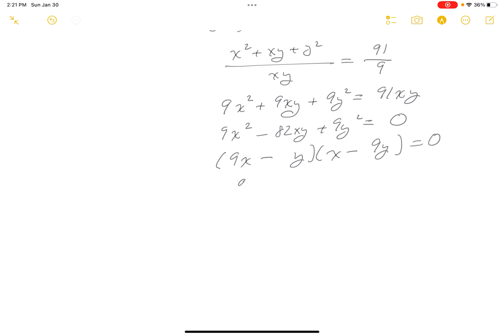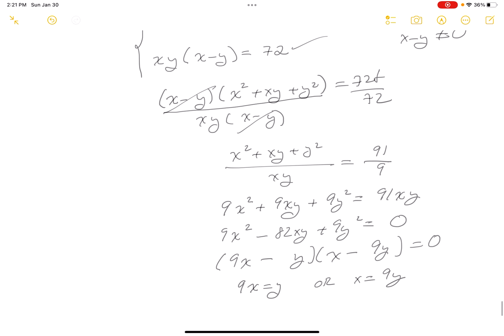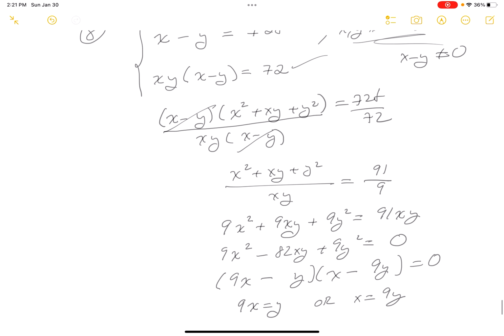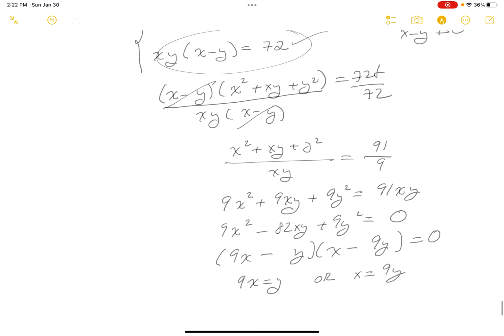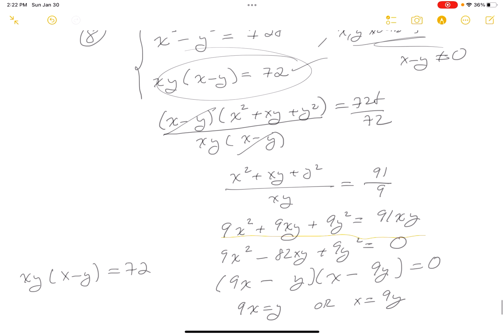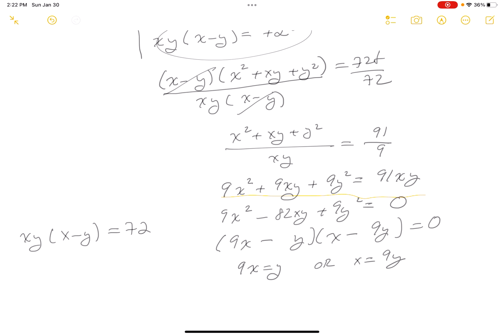What does it say? 9x equals y, or x equals 9y. So then the question comes is, well, how could I do that? And I've got to rely upon my past knowledge. My past knowledge is, well, the simplest of those two equations would be this one here. So I'm going to write that down: xy, x minus y is 72. And I want to see if I can figure this out using what I know over here. I know this, and I know this.